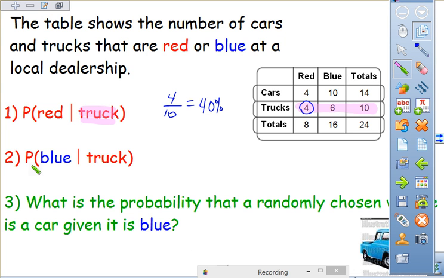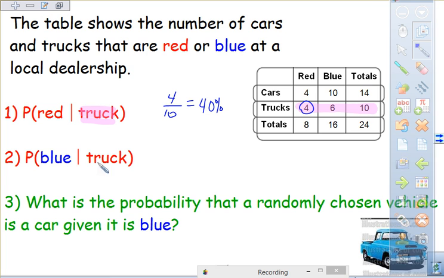Number 2 says, what is the probability of selecting a blue vehicle given that it is a truck? So again, we're in the pink section. Now we want to find the probability that we get a blue one. So now we're looking at the 6 out of 10. So that gives us 60%. And notice these two events, out of all the trucks, getting a red and getting a blue are complements of each other because we only have choices red and blue.